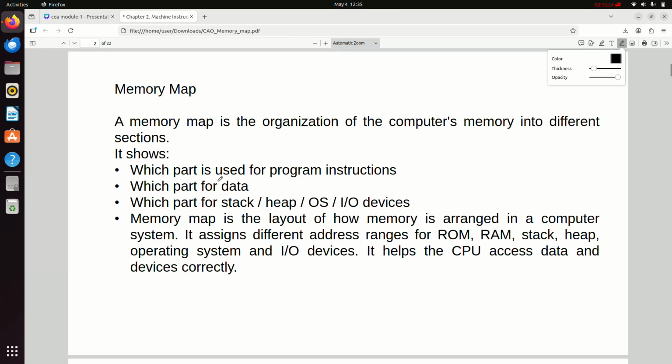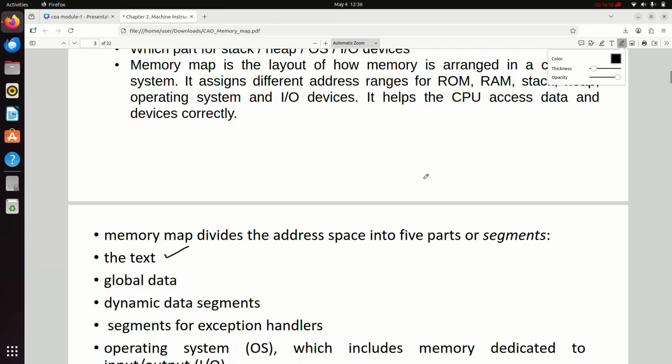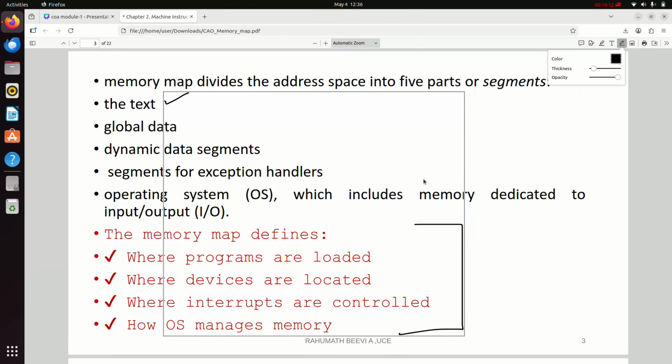Okay, this covers how the memory is arranged and how different parts are used. It includes the program instruction part, the IO devices, the OS, the global data part, the dynamic data part, the stack, and the heap. All of these are included in the memory map, which shows how the memory is divided. I told you there are five main segments: the text segment, the exception handler segment, the OS IO segment, and the stack heap segment, that is the dynamic data segment, right? Then we have the global data segment.